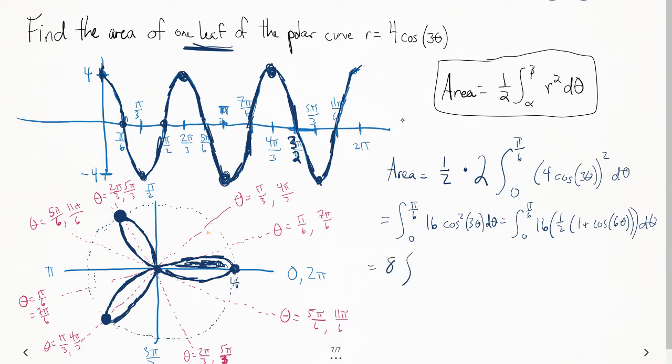So this makes 8 times the integral from 0 to pi over 6 of just 1 plus cosine of 6 theta d theta. So the beautiful thing here is we can take this antiderivative. It's not too bad. So this is 8 times theta plus the antiderivative of cosine 6 theta, which would be sine of 6 theta times 1/6. I'll just write it as 1/6 sine of 6 theta, evaluated at 0 and pi over 6.